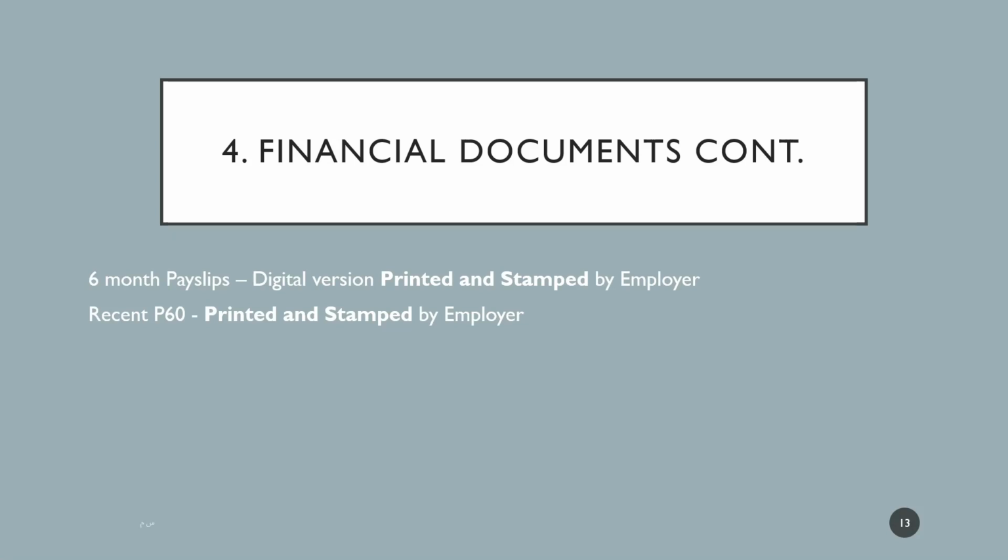P60 entails the amount of tax I have paid and the salary I obtained in the past tax year. Some people argue not to include P60 when you have attached 6-month payslips. However, my 6 months fall within the period where P60 was issued, so I thought of attaching it as well.